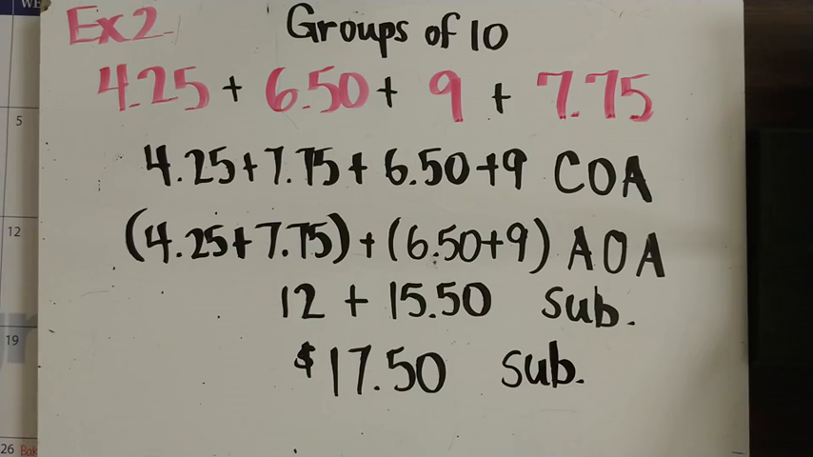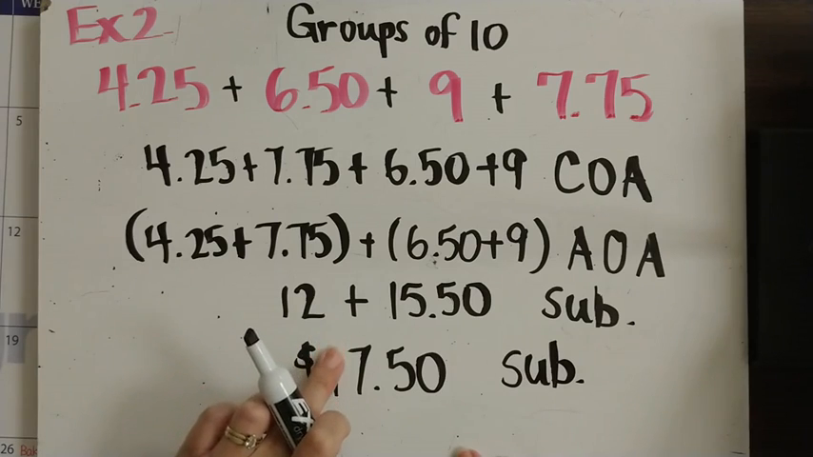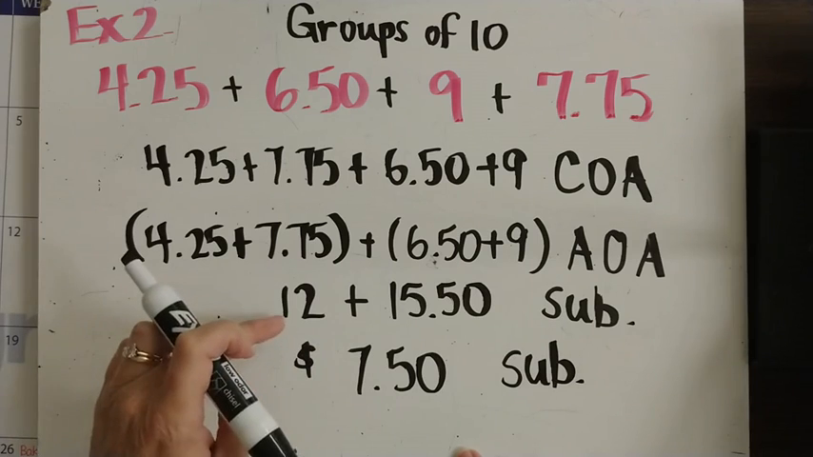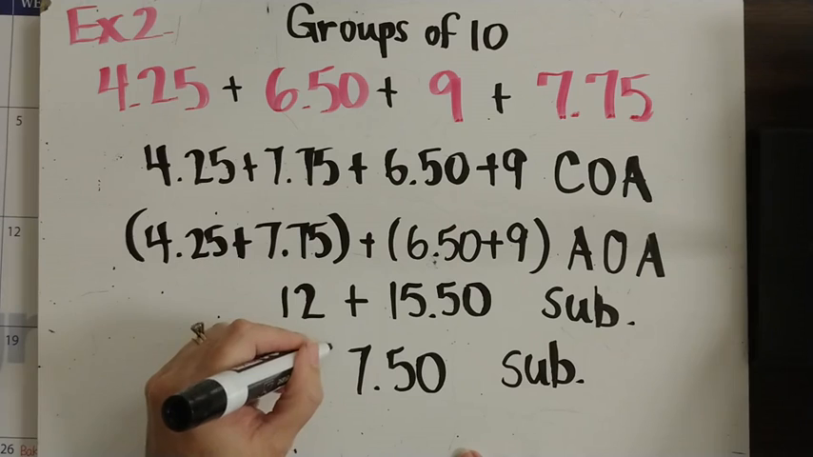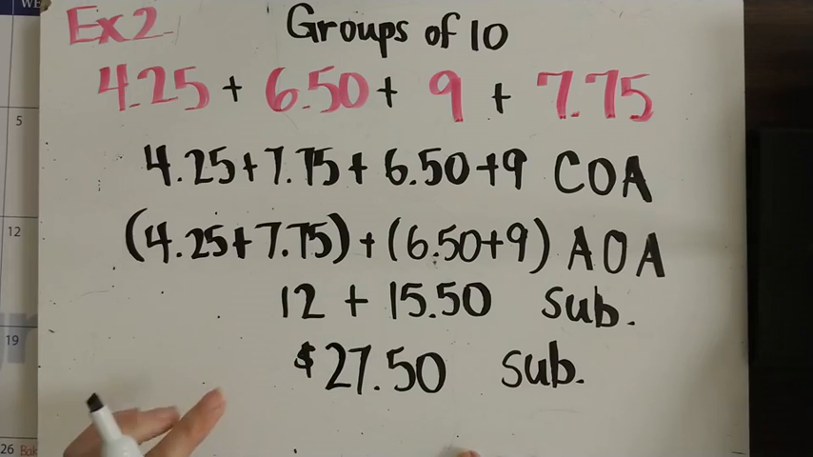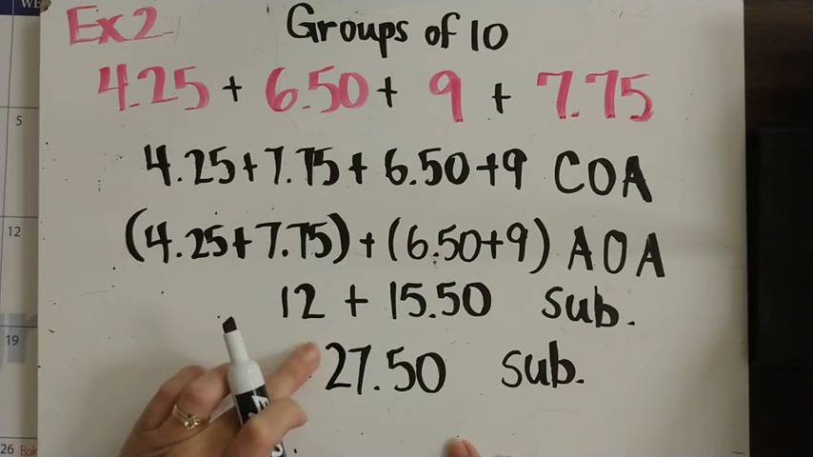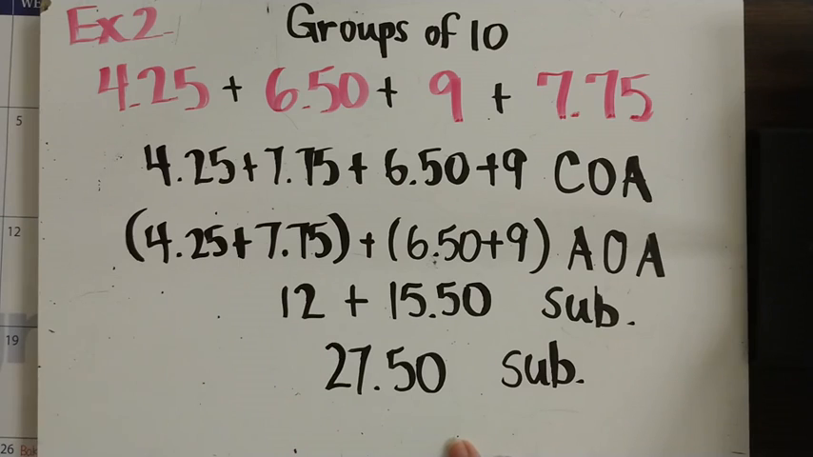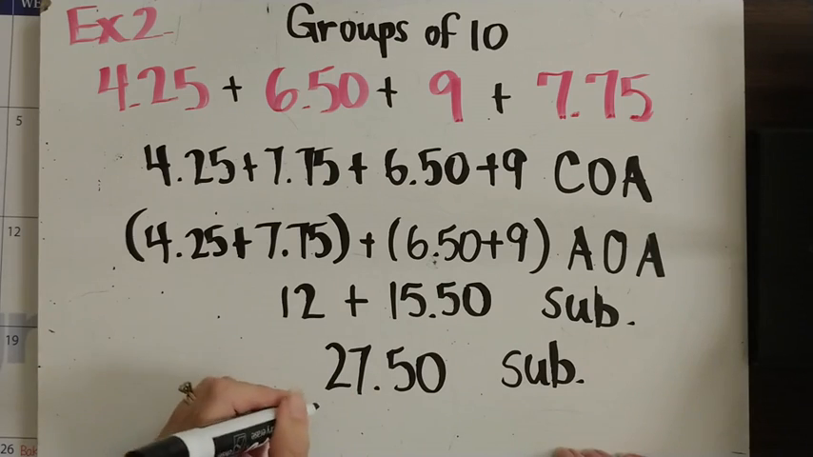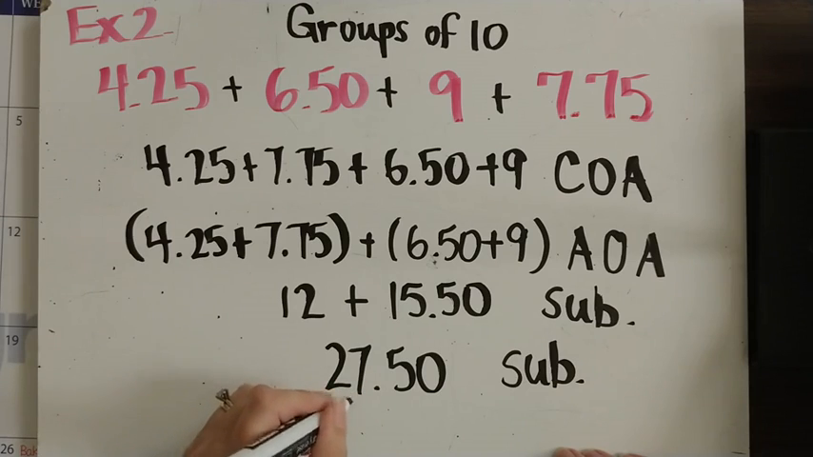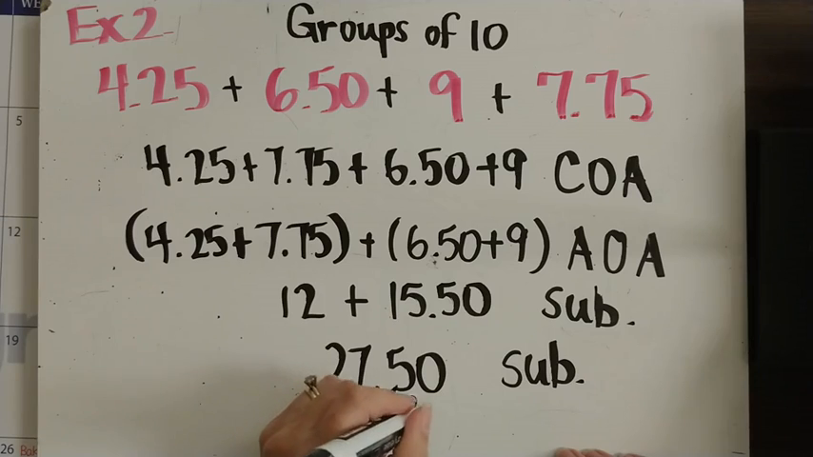And if you're watching carefully, you can see I made a mistake. It's 1200 plus 1550, and that should give us 2750. And this was not money. If you go back and look at the math problem, they're talking about miles. So the total number of miles was 27.5 miles.